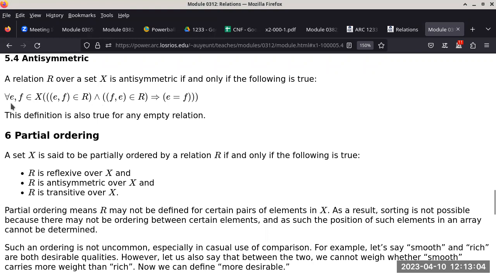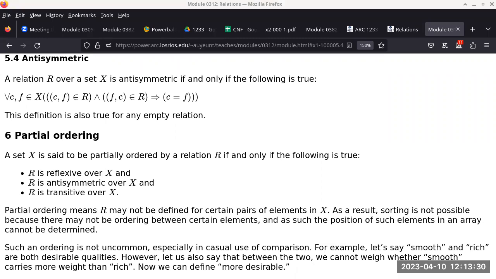So for all ways to choose E as an element in X, F as an element in X, EF in R, FE in R has to imply that E equals F. And that one is true no matter which E or F you choose in the example that we were looking at. And someone is trying to join us.